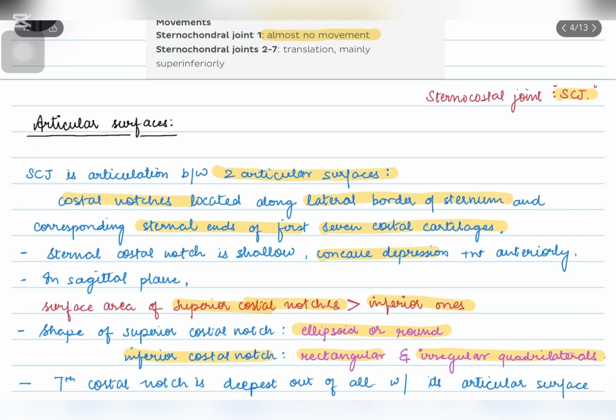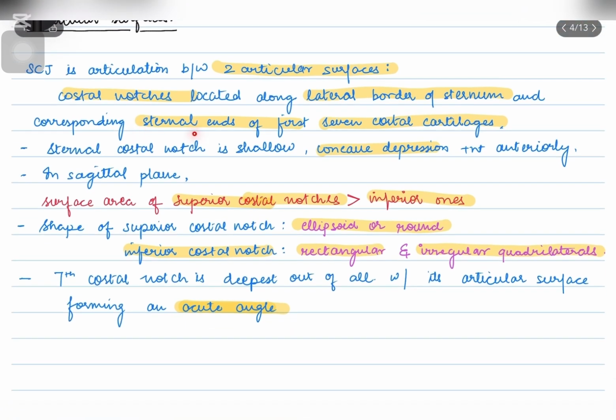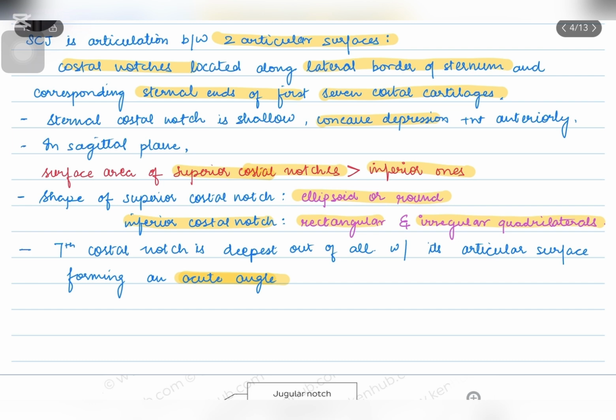SCJ. SCJ is the articulation between two articular surfaces: costal notches located along the lateral border of the sternum, and the corresponding sternal ends of the first 7 costal cartilages. The sternal costal notch is a shallow, concave depression present anteriorly, and in the sagittal plane we see the surface area of superior costal notches is always greater than the surface area of inferior ones.